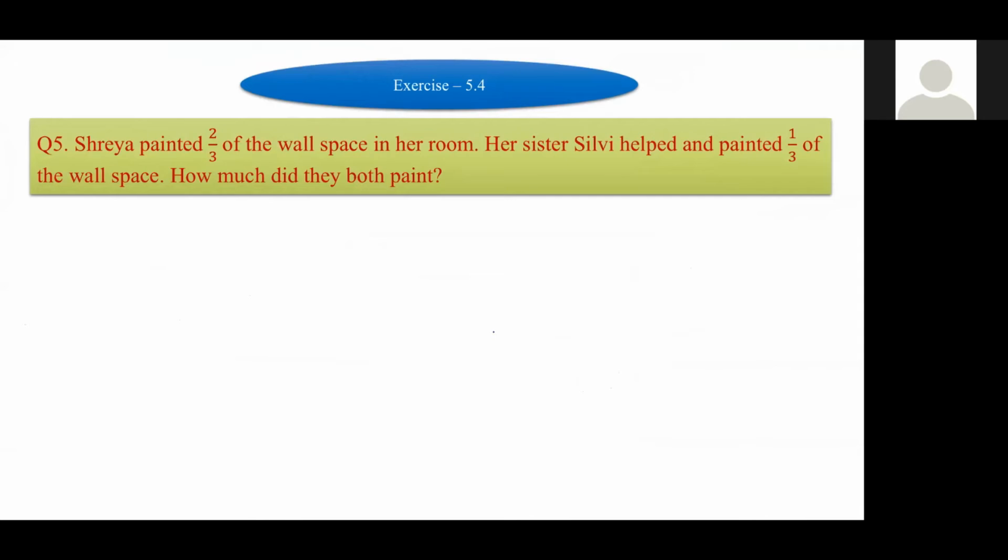Shreya painted 2 by 3 of the wall space in her room. Her sister Sylvie helped and painted 1 by 3 of the wall space. How much did they both paint? Hmm. So sir, 2 by 3 plus 1 by 3, so it is equal to 3 by 3. Okay. Now pay attention. Your answer is correct.